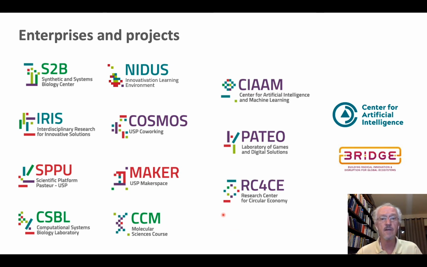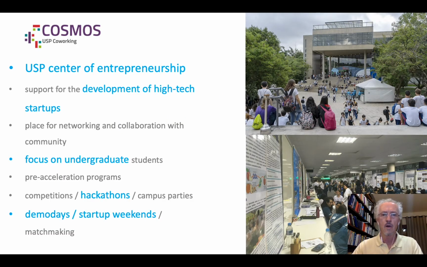So far, these are the activities, projects, labs, or initiatives, as we like to call them, that are already in place at Inova-USP. So let's have a close look at them. One of our most important missions is to capacitate our students for an innovative and entrepreneurial environment. Cosmos is our co-working place, where we intend to put our undergraduate and graduate students in contact with this ecosystem. And we do that by offering competitions, hackathons, campus parties, demo days, startup weekends, and so forth.